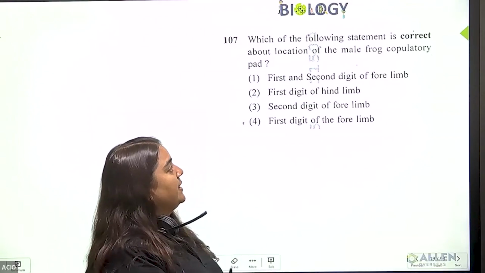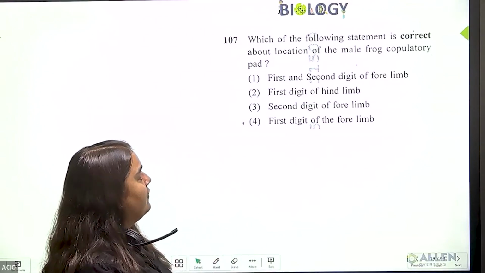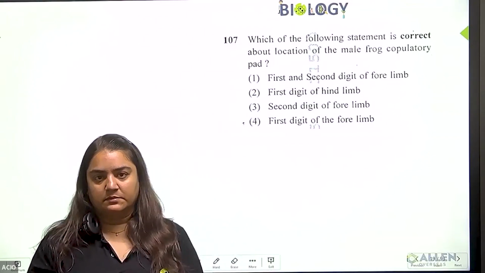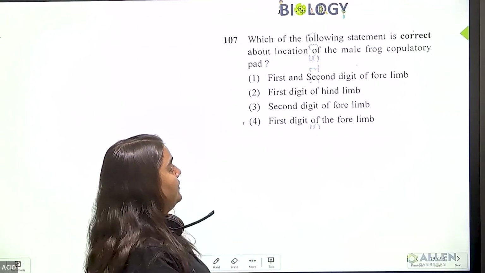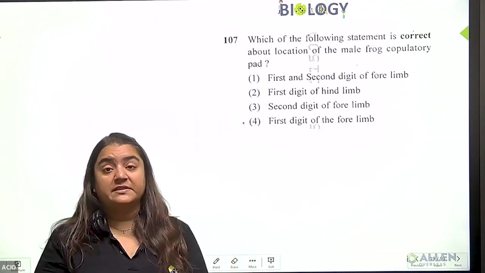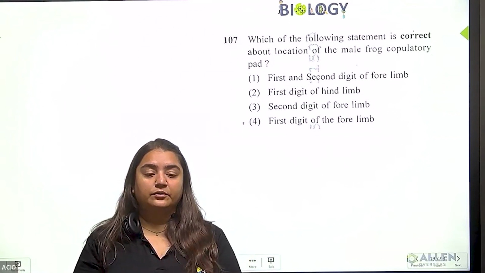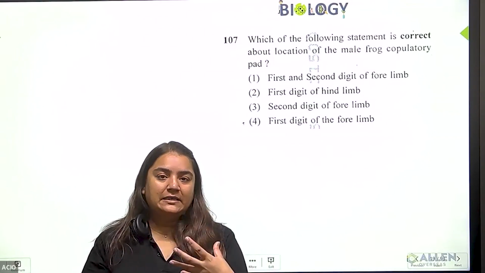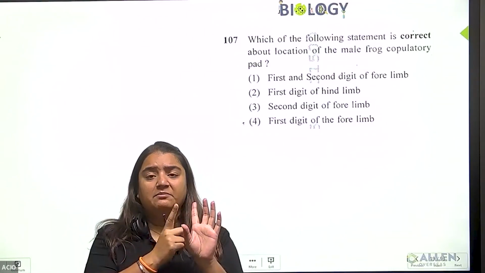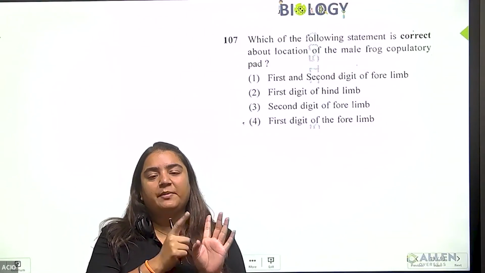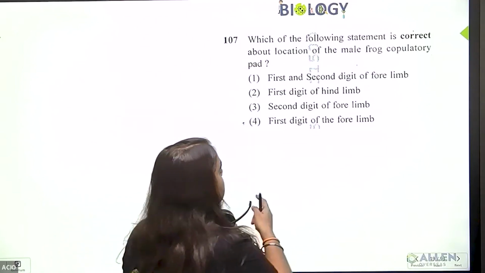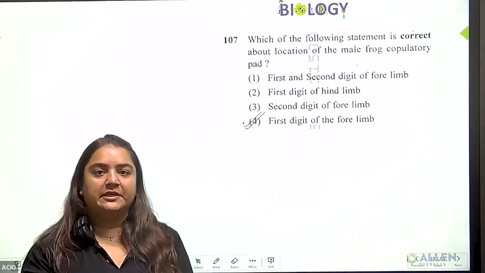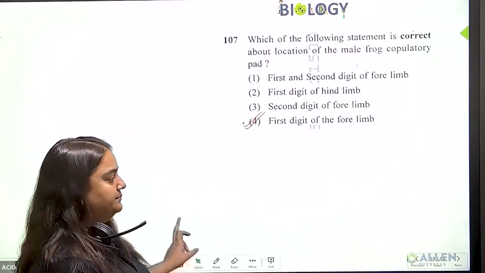Question 107: which of the following statements is correct about the location of the male frog copulatory pad? You know, this year frog has a tremendous amount of questions. Let's see. First, you all know the feature of sexual dimorphism in frog: how can you distinguish male frog and female frog? The first one, male frog has a vocal sac, and the second thing, the first digit of the male frog is modified into a copulatory pad. So the first digit of the forelimb is modified into the copulatory pad. So the answer will be the fourth one.